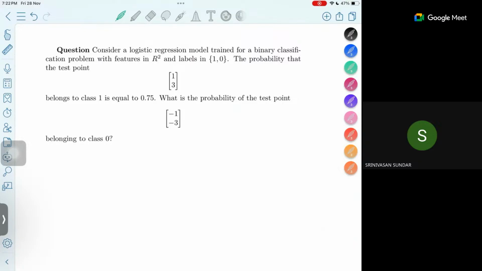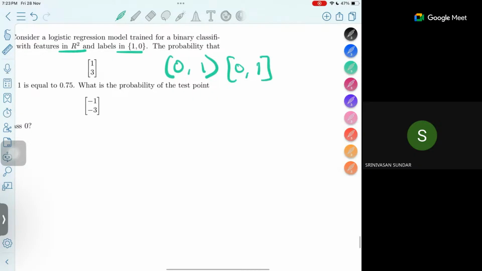Now we have a logistic regression model trained for a binary classification problem with features in R2 and labels in {1, 0}. When we say labels in {1, 0}, this means either the label is 1 or it is 0. If I use parentheses or square brackets, it means a continuous interval. This is an open interval where 0 and 1 are not included. This is a closed interval where 0 and 1 are included. But this means all real numbers between these 2 points.